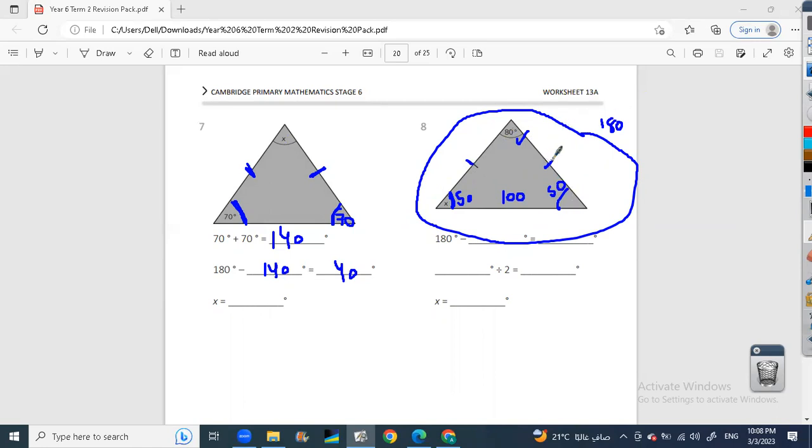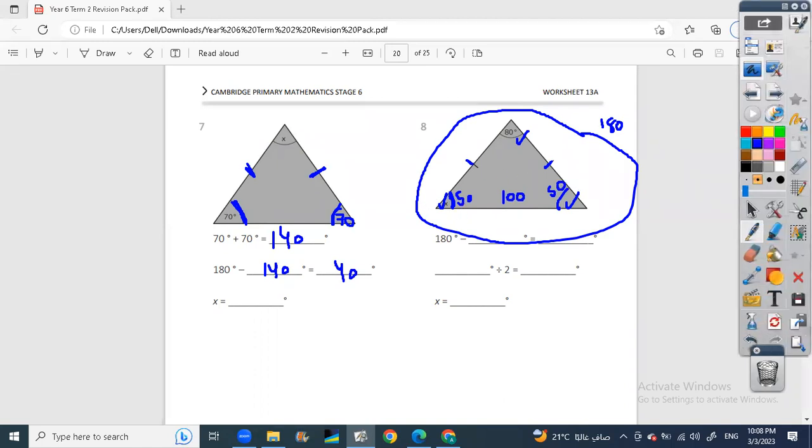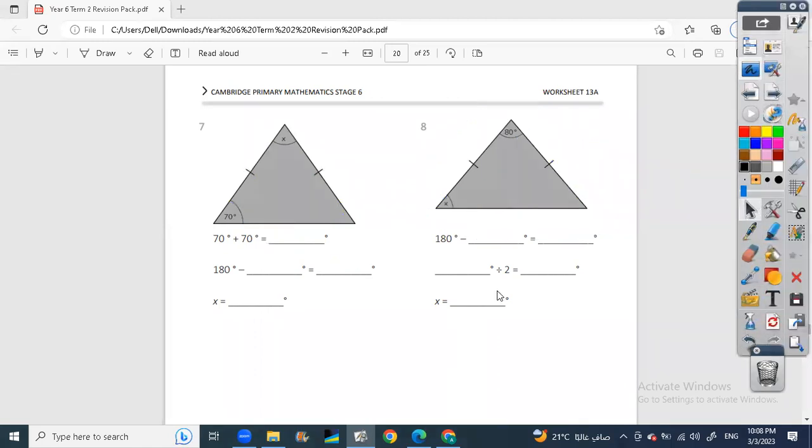Again, they told me that this is an isosceles triangle, which means that this angle is equal to this angle. I have this 80, then the rest, both of them together, must be 100 degrees. And they are equal, so 100 divided by 2 is 50 and 50. Okay, the next lesson.